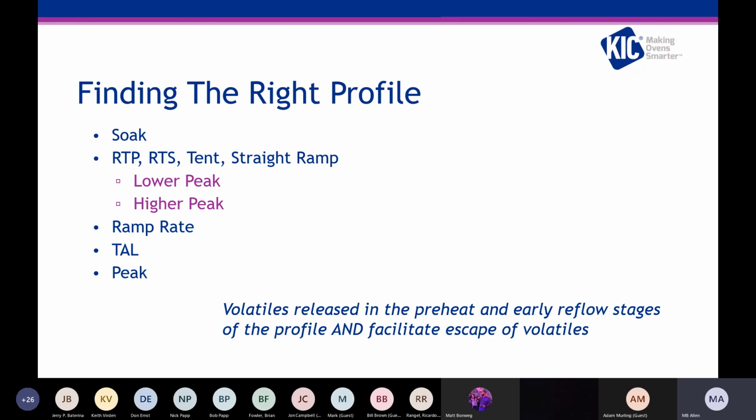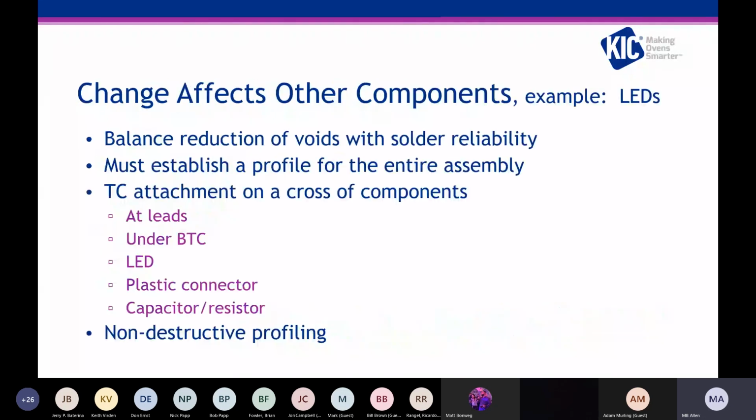So I mentioned that there are various parts of the profile that we look at that can be changed to try to eliminate or reduce some of the voiding. And those areas are soak, ramp to peak, or ramp to spike, depending on what you call it. There's also called a tent profile or a straight ramp. And in those, sometimes we look at lower peak temperatures, more commonly now higher peak temperatures, as you heard.